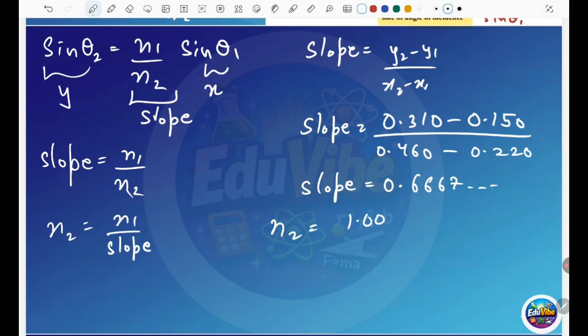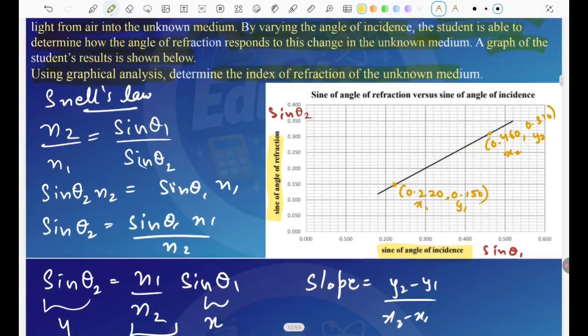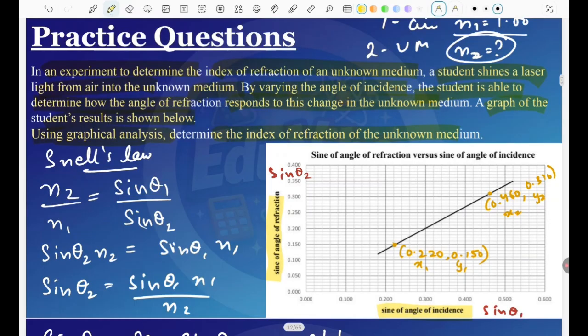You have to put this in. So n1 is 1.00 divided by this. Make sure you use the non-rounded value. And when you do that, you will find about 1.50. So this is your n2. You might get 1.50 or 1.52, those are all okay values. That should be the value, but there may be a slight difference in your values too. So that's all we do when we do the graphical analysis.